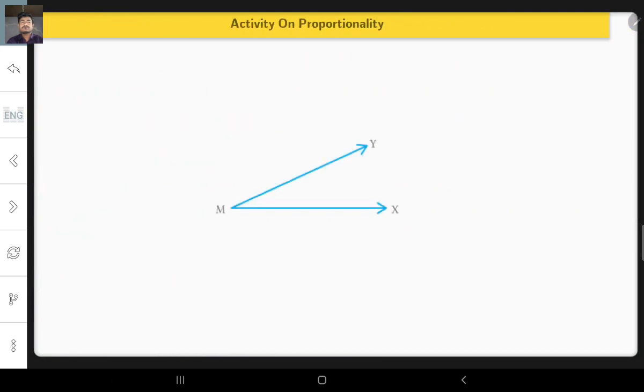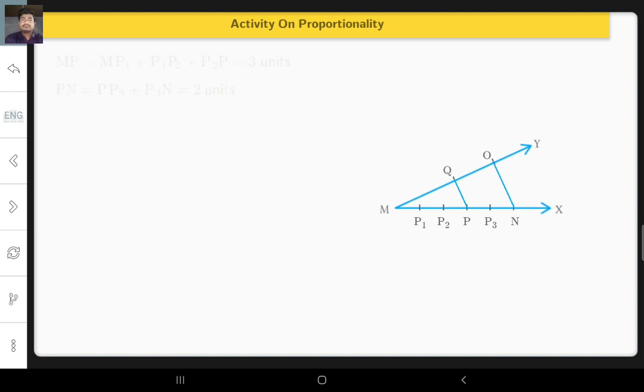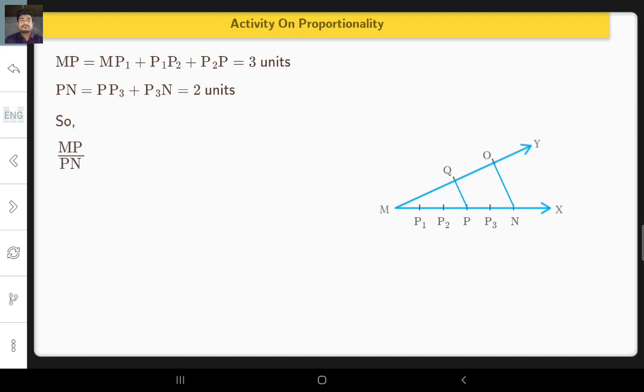Suppose we have to divide a line segment, MN, in the ratio 3:2 at point P. Draw an angle XMY and mark 5 points on its arm, MX, at equal distances. Label the third point, P, and the fifth point, N. Now, draw a line segment NO as shown. And from point P, draw a line segment PQ parallel to NO. We see that the ratio of MP and PN equals 3:2.